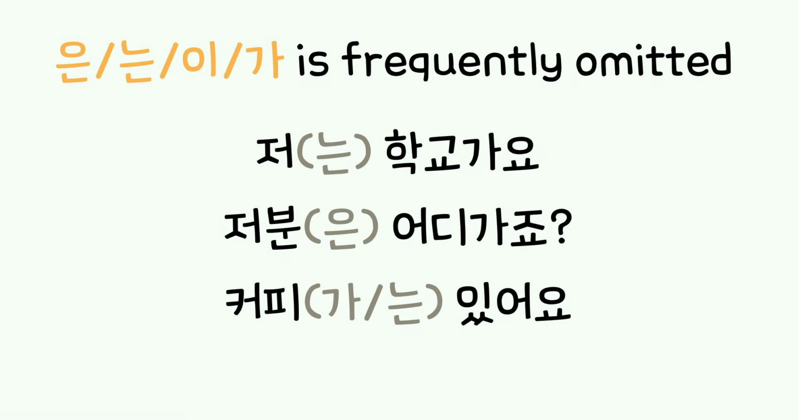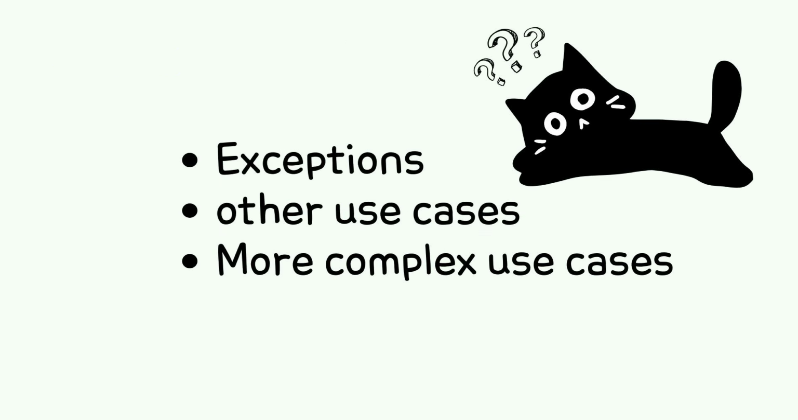Another thing you might have noticed about these particles in practice is that they are frequently omitted in speech. When a particle doesn't play an obviously important role, or when the context is already clear, it is often left out. There are also other use cases of 는 and 이가 that I haven't explained in this video. I'm not going into detail on those now since it is a bit off topic, but feel free to leave a comment if you have any questions.